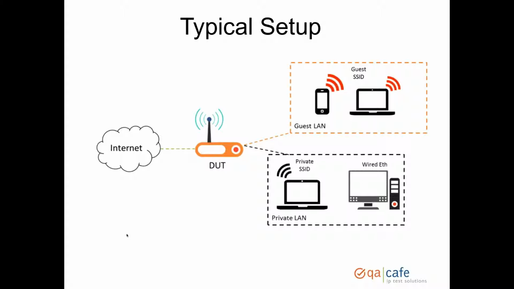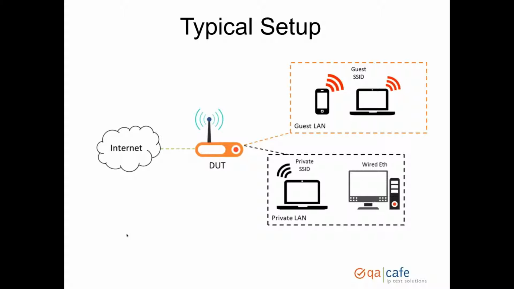Other examples could be small offices or coffee shops or that sort of thing. Hotspots is another similar term. So what I have on the screen now is a typical diagram. You can see the private LAN and the guest LAN are segregated from each other, but both of them provide access out to the internet.